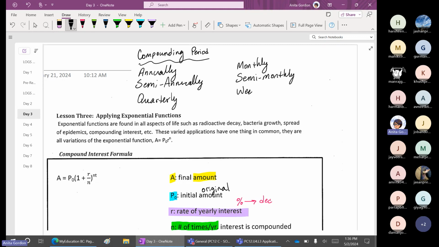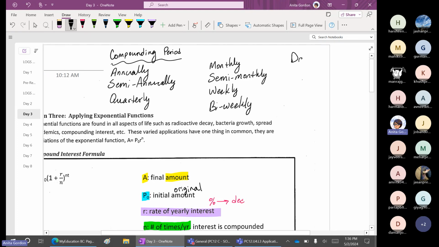We can get paid out weekly, bi-weekly, and the last one is daily. Okay, so all of these words represent our compounding period, which is represented in our formula by the letter N. These are fixed amounts. We don't get to choose these unless you're negotiating the terms of your loan or your investment. If you get paid out annually, how many times is that per year?